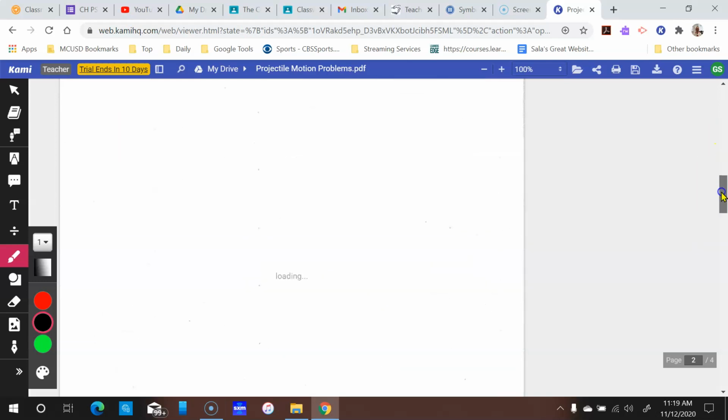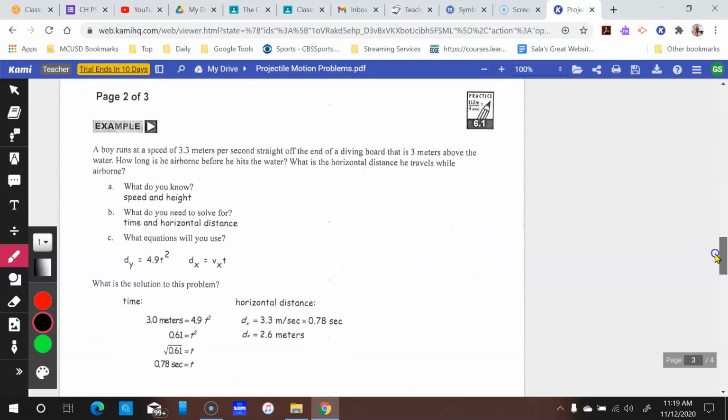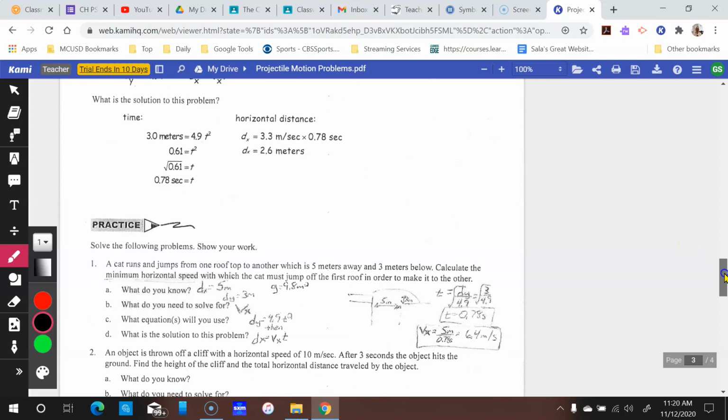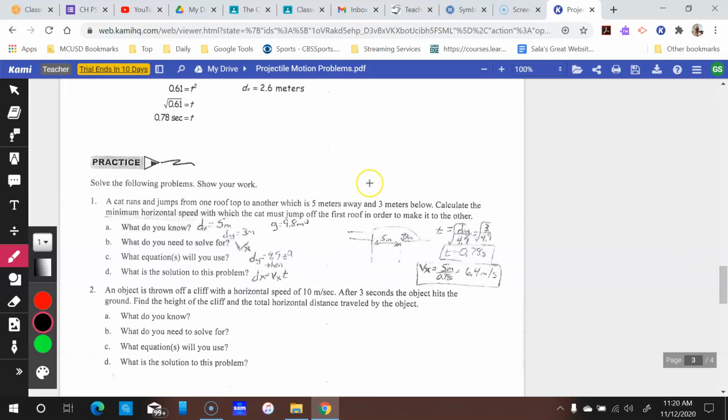All right, so if you now scroll down to page 3, you have an example problem there that you can go through on your own. What you also have for number 1 is how I'm expecting you to solve the problems.